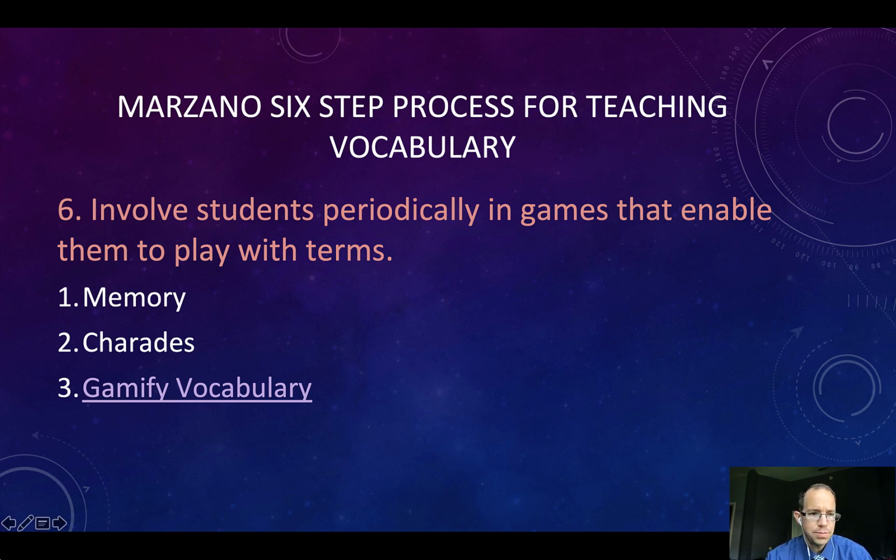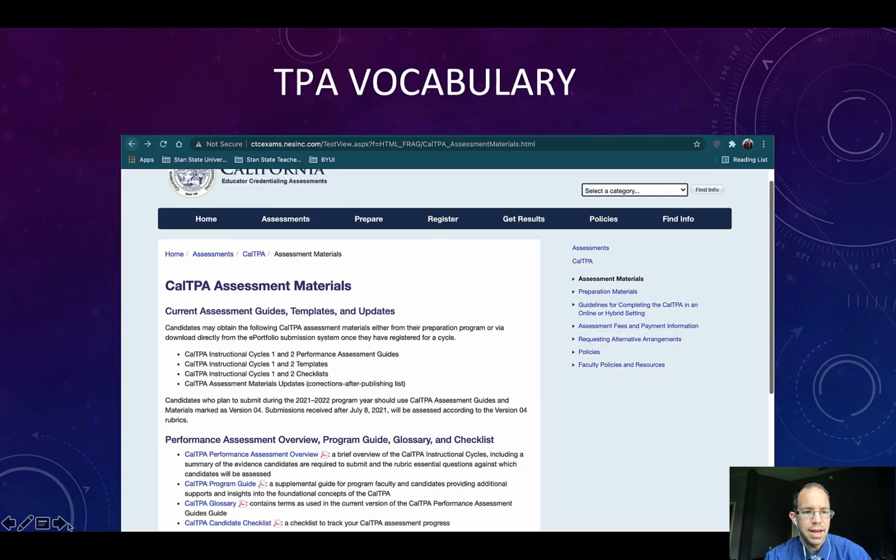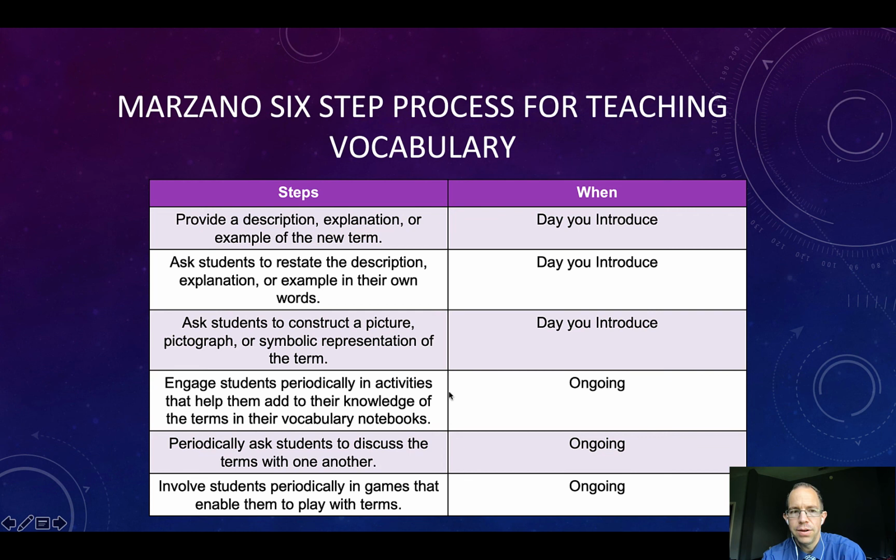So I think at this point, that is the 6-step process. I'm just gonna go back and review one more time these 6 steps, as you can see here, right? So first day you introduce them, provide an example of the new word, have students restate the word, and have students construct a picture. And then ongoing throughout your teaching of that particular unit in which those words exist, you want to engage students periodically in different activities like the FRAYER model, word sorting, exclusionary brainstorming. You want to ask students to have discussions in class and to use that vocabulary. And then for assessment purposes possibly, have students play some games.